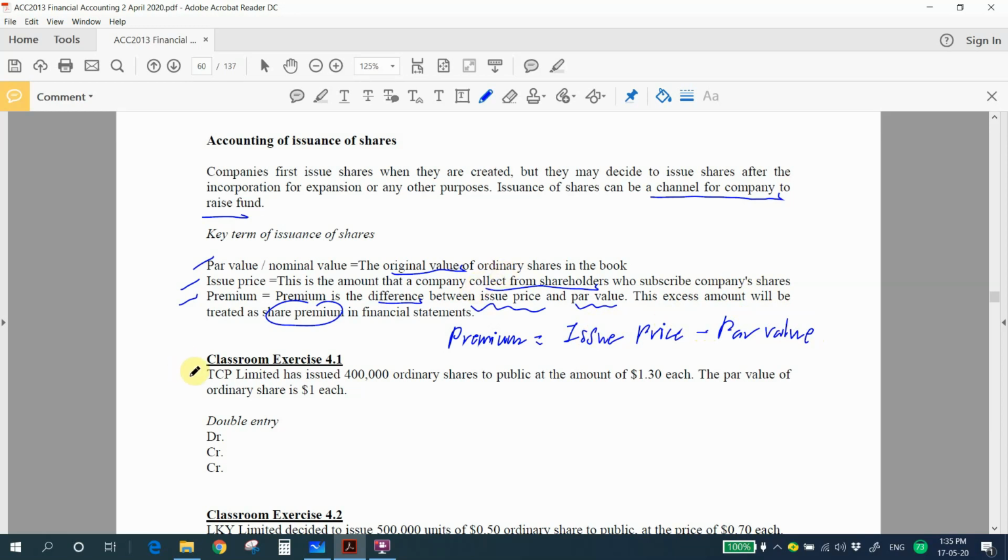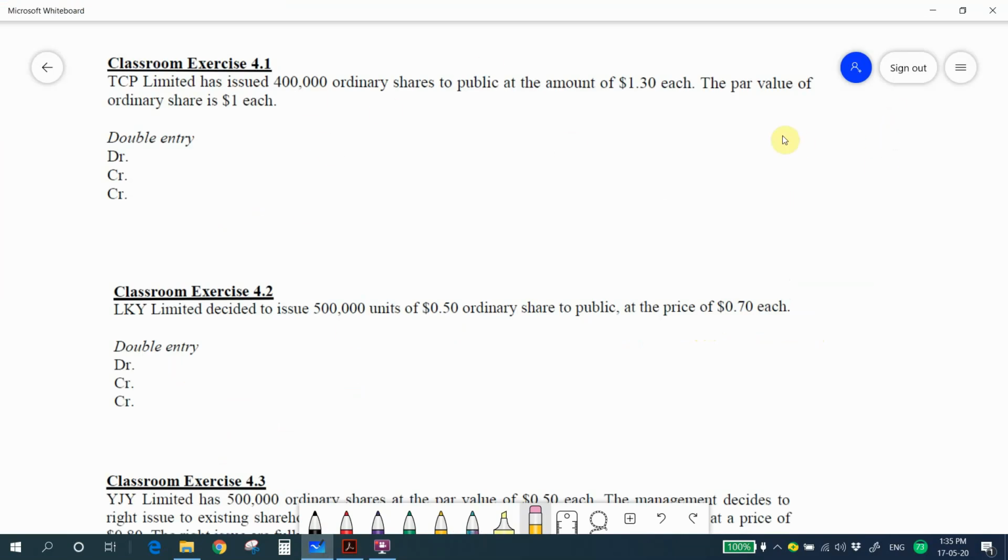Classroom exercise 4.1. I use the whiteboard for a better presentation. TCP Limited has issued 400,000 ordinary shares to the public at the amount of $1.30 each. The par value of the ordinary share is $1 each. So from here we write down the things that we know. First, we can indicate what the issue price is.